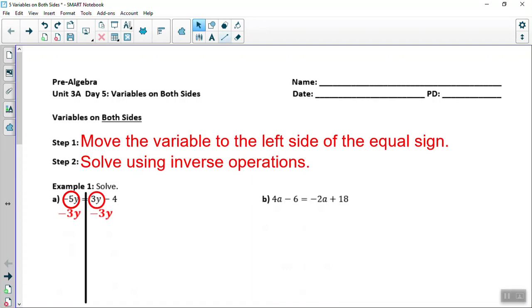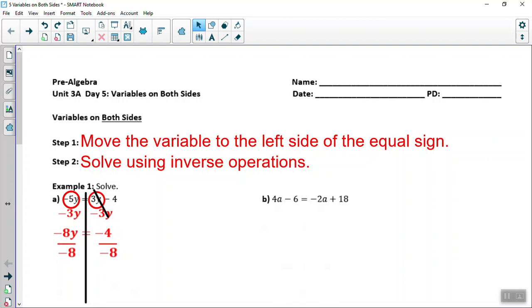So when I do this, my 3y's here will cancel each other out, and I will be left with negative 8y equals negative 4. And now my next step is to split up my negative 8 and the y. So I have to undo that multiplication that's happening between them, and I do that by dividing. So I'll divide both sides by negative 8.